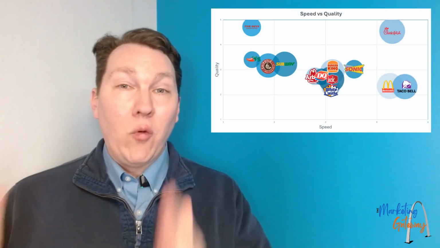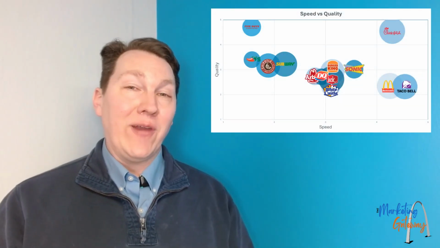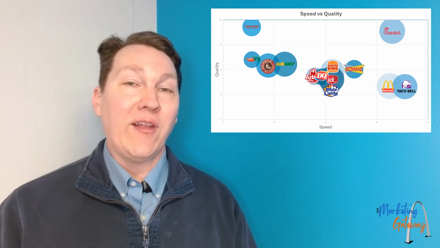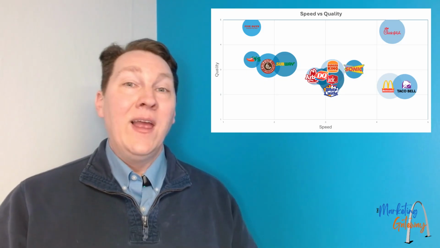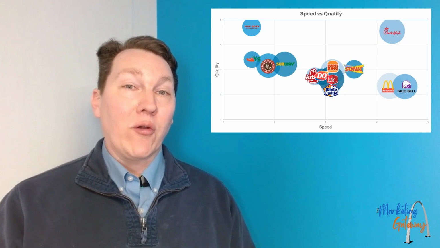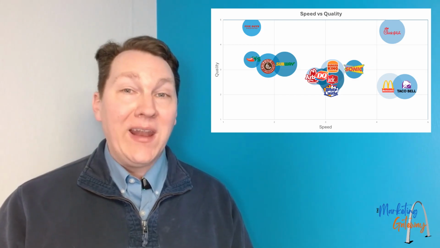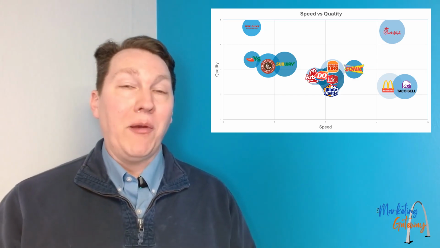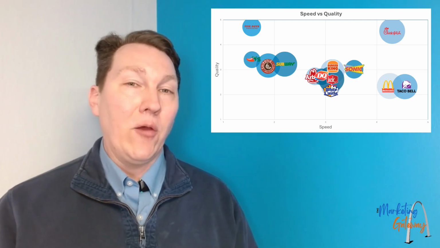Now we'll take a look at one more perceptual map, and it involves plotting speed versus quality. This map is very interesting because we have several distinct clusters that show up all over the place. Five Guys is up in the top left corner, offering high quality but low speed, and below it sitting are Chili's, Chipotle, and Subway with medium quality and low speed.